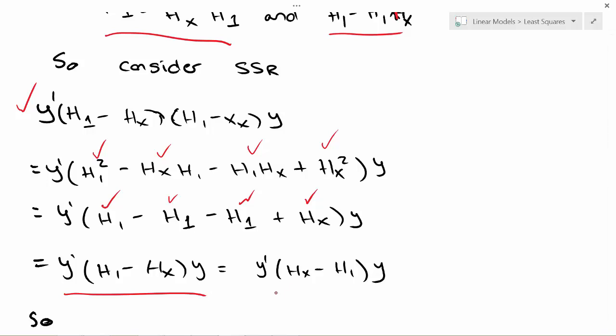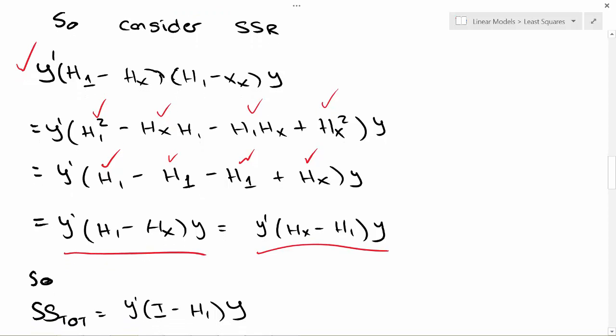Or, again, I could write it out like this as well. Remember, this is a sum of squared things. It has to be positive. It doesn't matter if I change the sign on the interior.